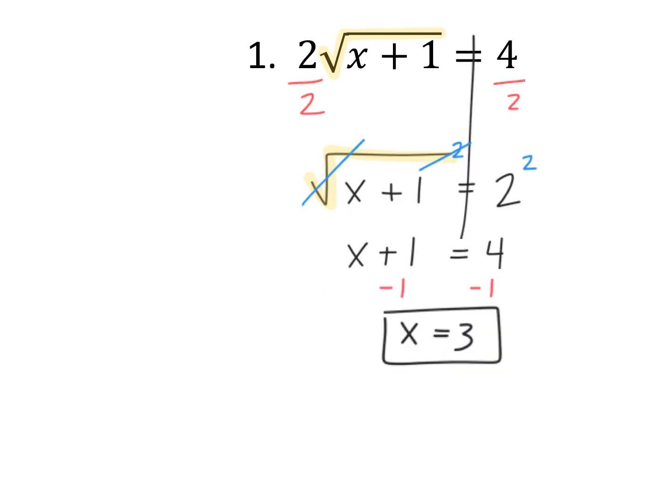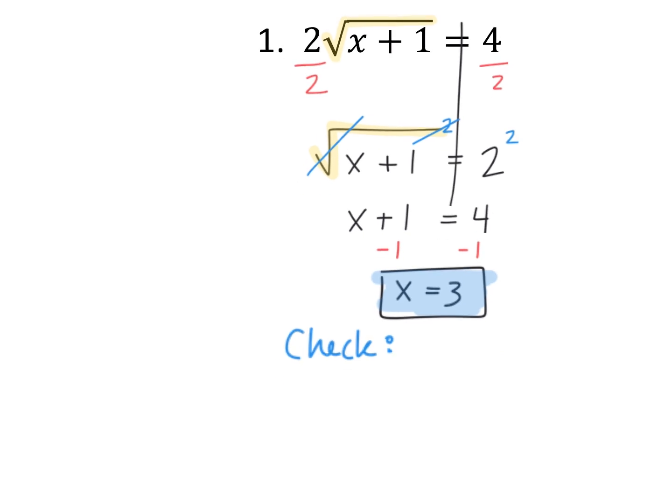Okay, I'm going to take 3 now, and I'm going to plug it back in. I'm going to take 3 and then put it back in my equation. So this is my check step. You will have to do this every single time so that you can make sure you don't have answers that are extraneous is the word. Means extra. Okay. So 2 square root of, let's see, I'm not going to put x. What am I going to put? 3 plus 1.